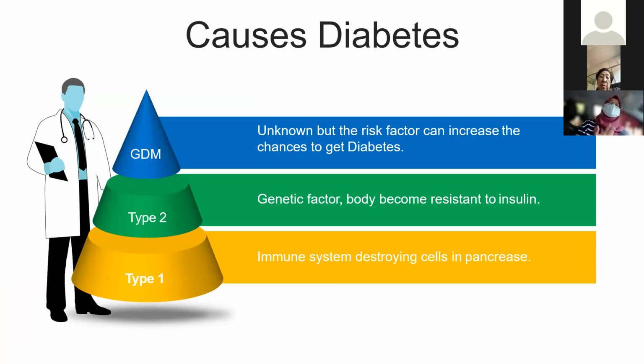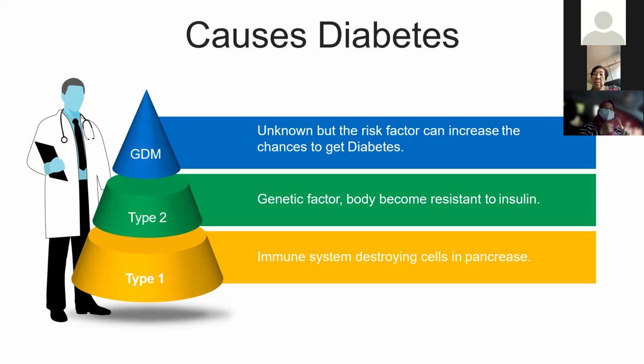So basically, the cause is unknown, because the risk factors can increase the chances of getting diabetes. But again, the cause is unknown. We also don't know exactly what the causes are, only the risk factors. For example, pregnant women usually gain weight because they have a lot of appetite to eat. So this risk factor, gaining weight, can lead to diabetes if they cannot control themselves.